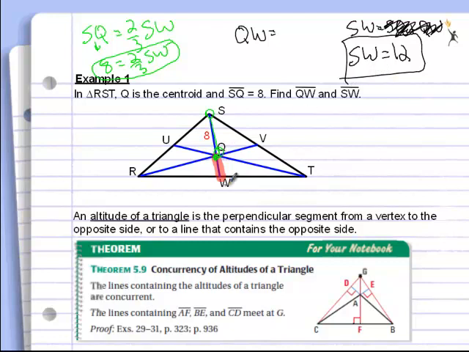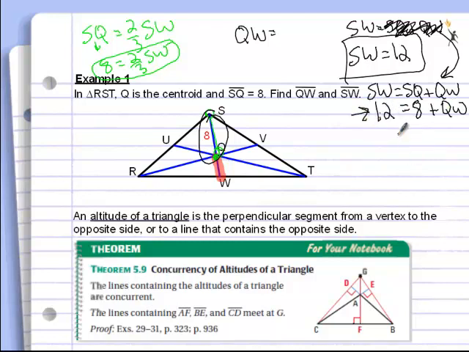But now I need to find QW. Well, there's two different ways you can do it. We can take the theorem that we found right here, that SW equals SQ plus QW. And if we substitute everything in, if we substitute SQ as 8 and SW as 12, we have a simple problem here that will help us solve for QW. 12 equals 8 plus QW. If I subtract 8 from both sides, I'll find out what QW is. 12 minus 8 is 4. QW equals 4.